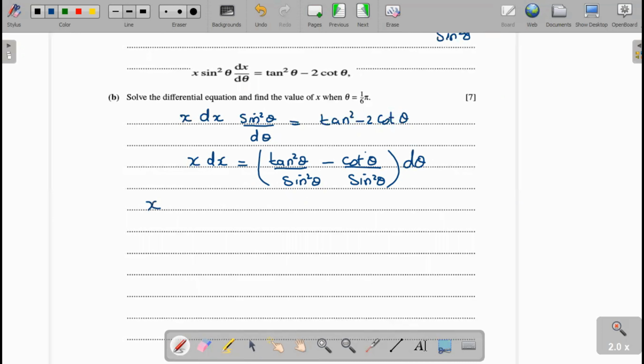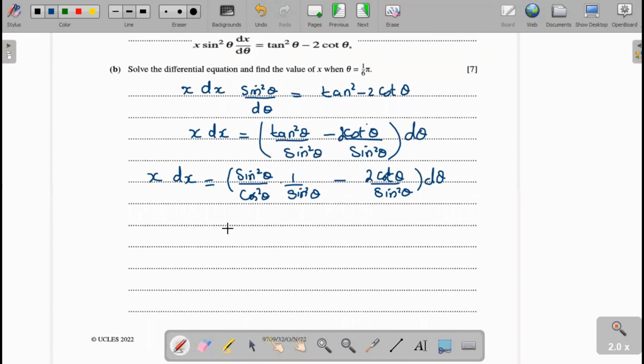Now this x into dx will be equal to tan square, which can be written as sine square theta over cos square theta into 1 over sine square theta, and minus 2 cot theta over sine square theta d theta. Now here the sine will be cancelled. 1 over cos square is equal to secant square theta, minus 2 cot theta over sine square theta d theta. That's dx.